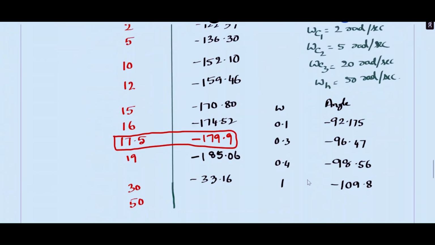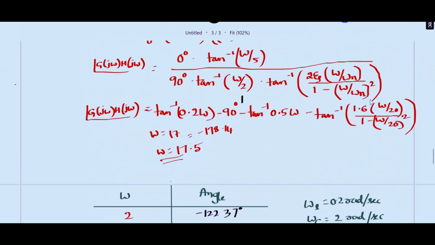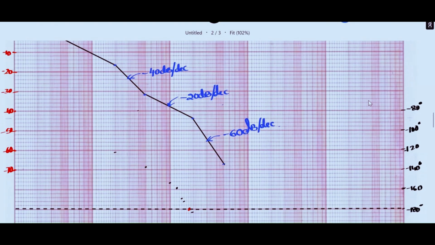I've done that. For omega 0.1, I'm able to get minus 92.175. So I'll mark that minus 92.175. Here minus 80, minus 84, minus 88, minus 92. So this is the point minus 92, and somewhere the point will come here. This is the point 92 degree for 0.1 omega.